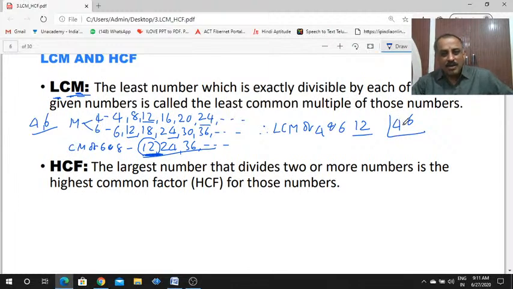Is there any common factor for 4 and 6? Yes, one common factor is there, that is 2. 2, 3. Is there any common factor for 2 and 3? Yes, 1 is a common factor, but don't take 1. Other than 1, is there any common factor? No common factor. Now its LCM is equal to the product of the outer numbers: 2 into 2 into 3, which is equal to 12.